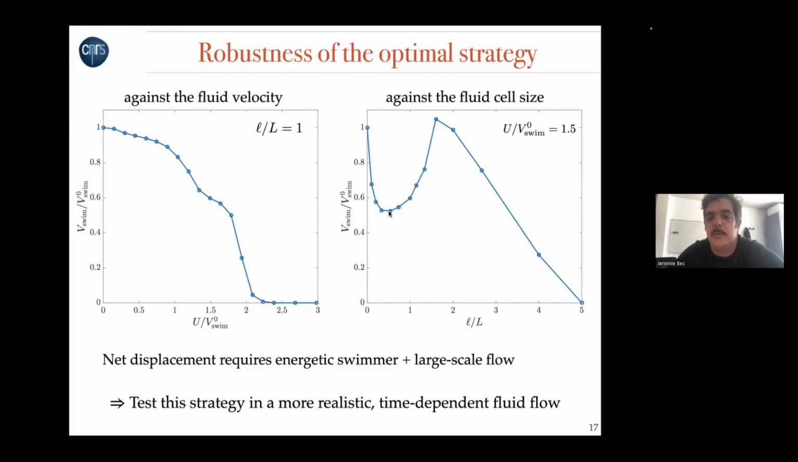Then there is a minimum, and you see it's highly non-monotonic. There's another maximum, and a maximum which seems to be higher than 1 for fiber sizes which are of the order of twice the box size. Yes, Massimo.